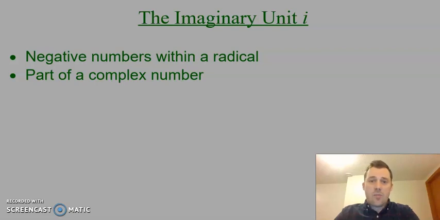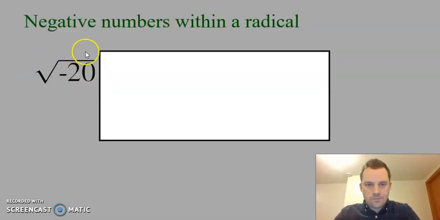In this video we're going to talk about the imaginary unit i, which represents negative numbers inside a radical. This is part of a complex number, which we'll talk a little bit more about in another video. So the imaginary number i, or unit i, again, comes from when we have negative numbers in a radical.